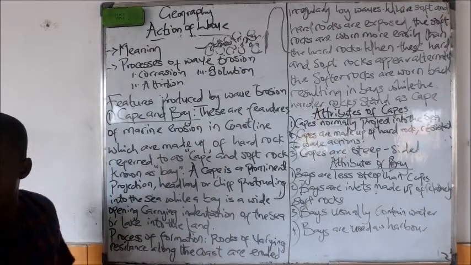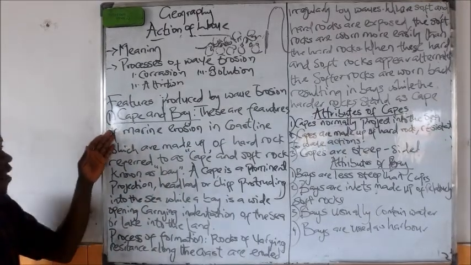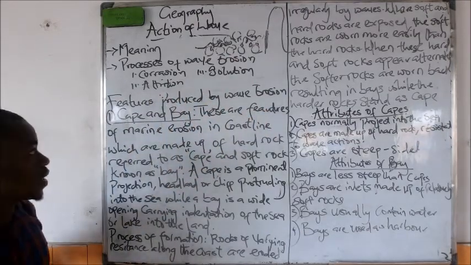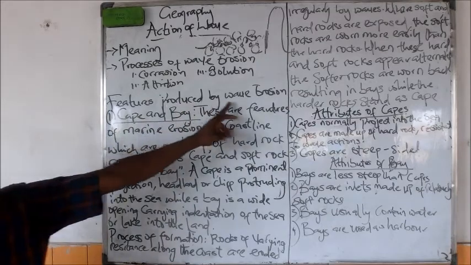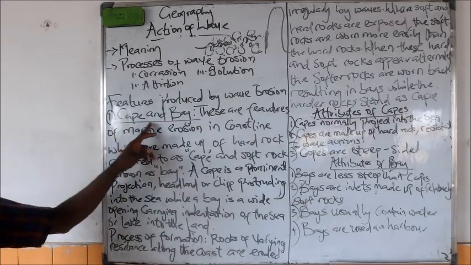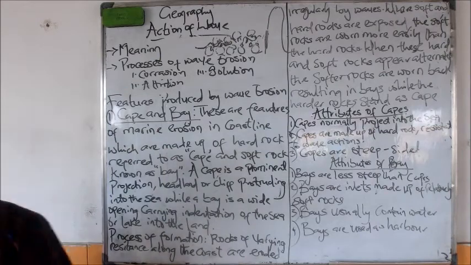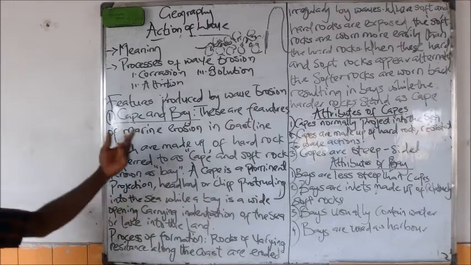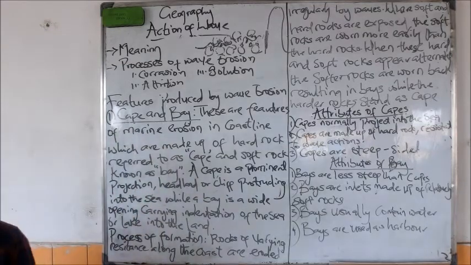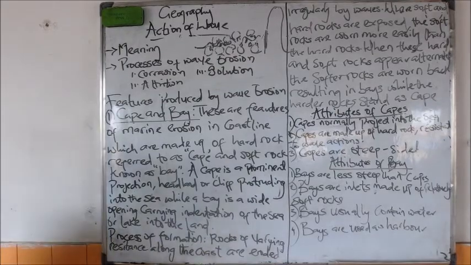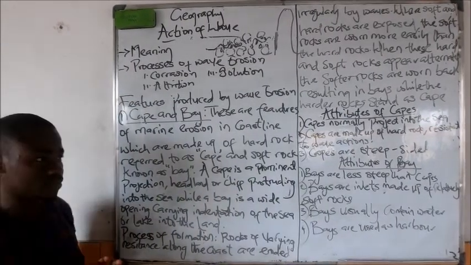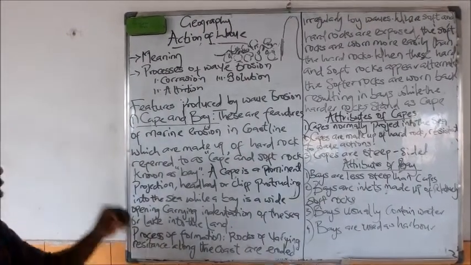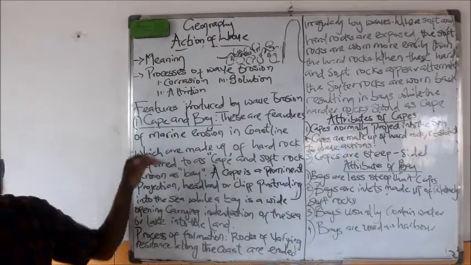Now this afternoon we'll be looking at features produced by wave erosion. One of the features produced by wave erosion is cave and bay. So cave and bay, they are the features of marine erosion. The reason why we call them marine erosion is because it's erosion that occurs within a body of water. Anything that occurs within the body of water is limited to what we call marine.